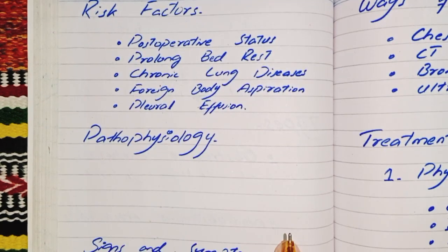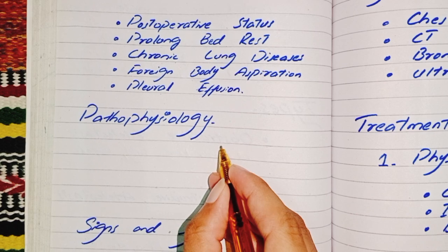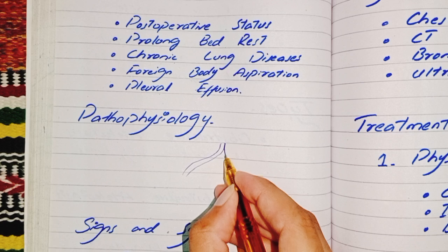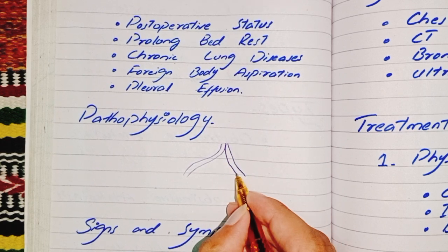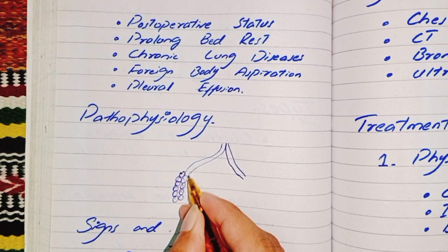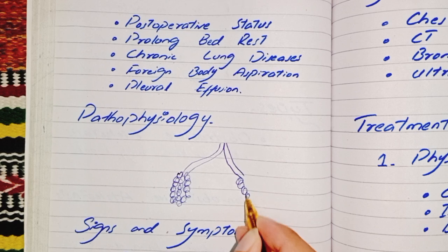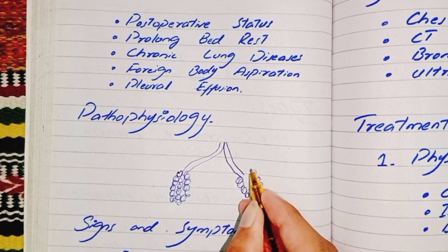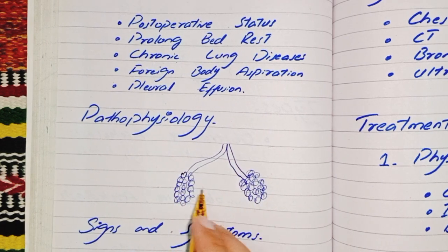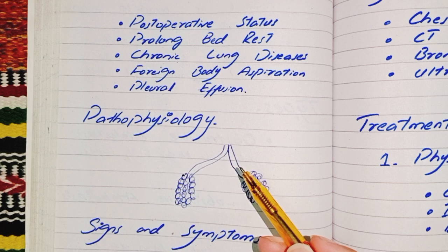Our next section is pathophysiology. I would like to draw the structure of alveoli. Let's suppose these are the alveoli. These are the two alveoli in the lungs. What's the pathophysiology of atelectasis?